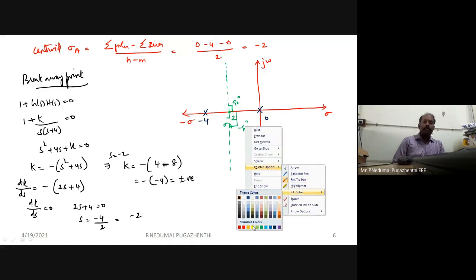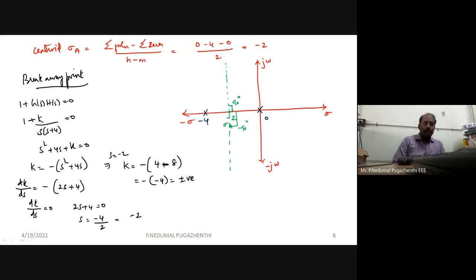My root locus branch, one branch is starting from minus 4. It travels and meets the breakaway point like this. Then again, another branch starts from 0. Again it meets at this breakaway point. Then it will split and move based on the asymptotes.